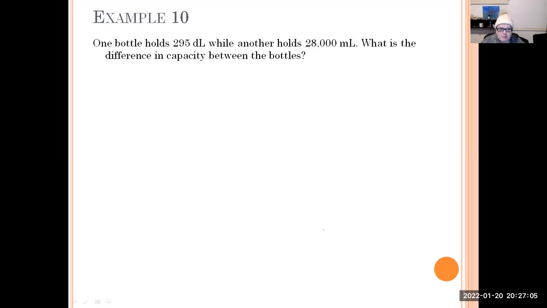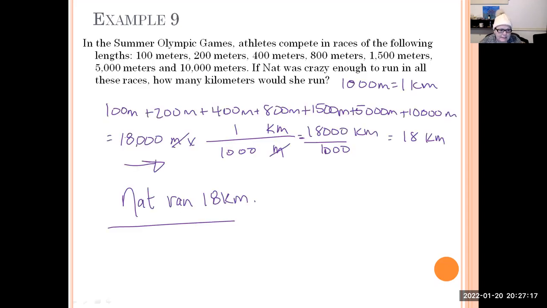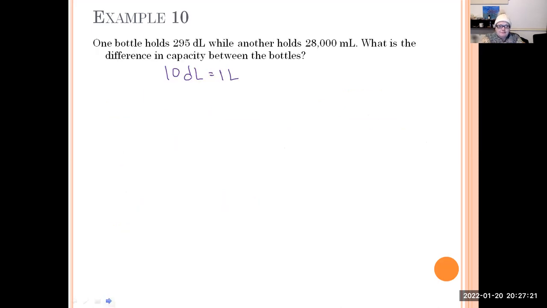Should have pulled my chart here, but I think we're good. I think there's 10 deciliters equal to 1 liter. My hand does that sometimes. All right. And then there are 1,000 milliliters in 1 liter. Okay.